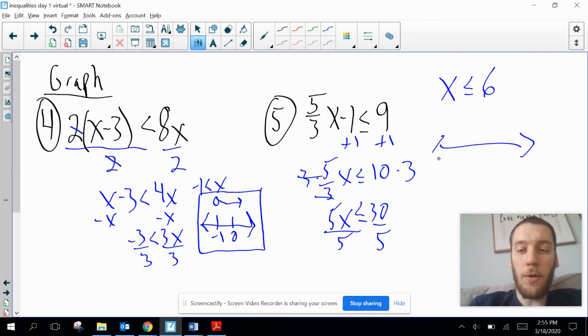So we got a closed circle because it's or equal to. And pointing at the x means I'm going to the left. X is less than or equal to.